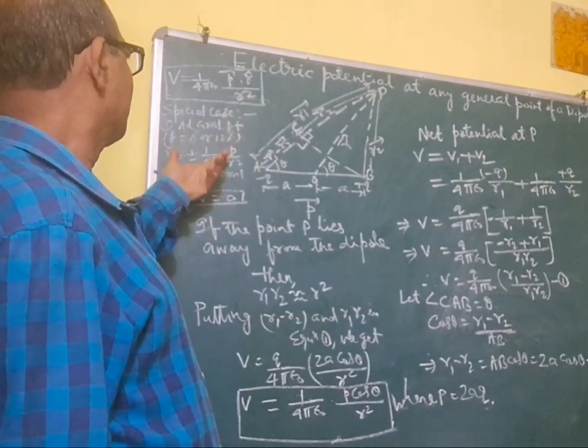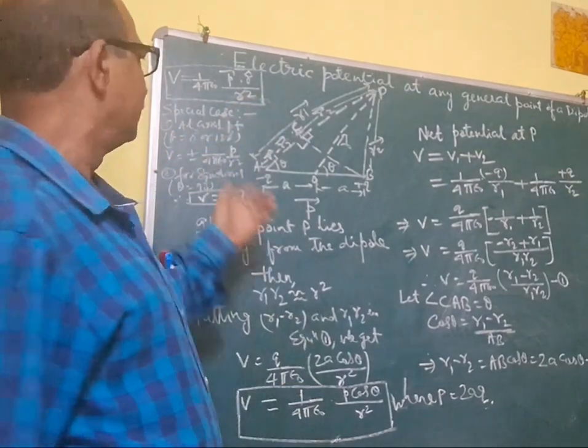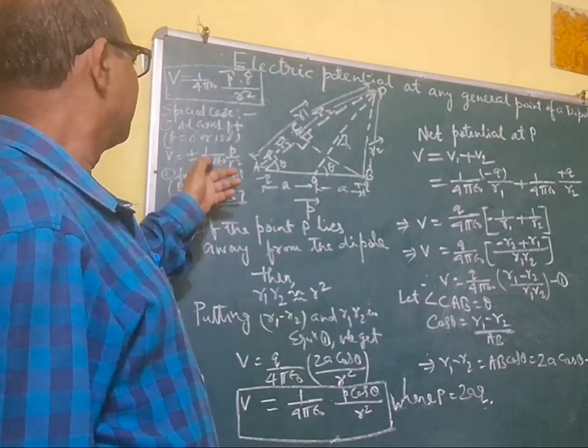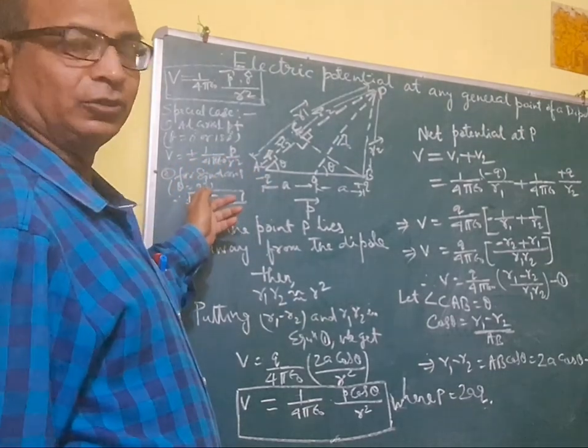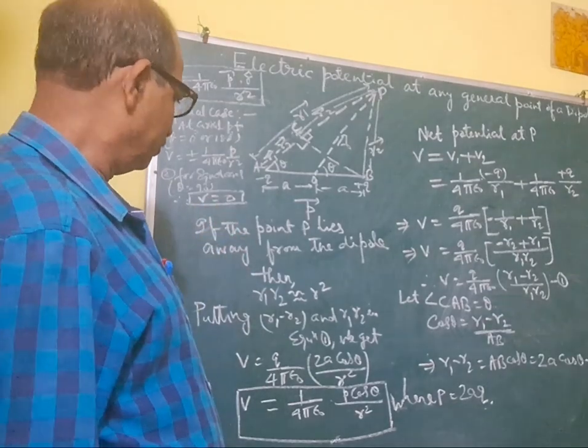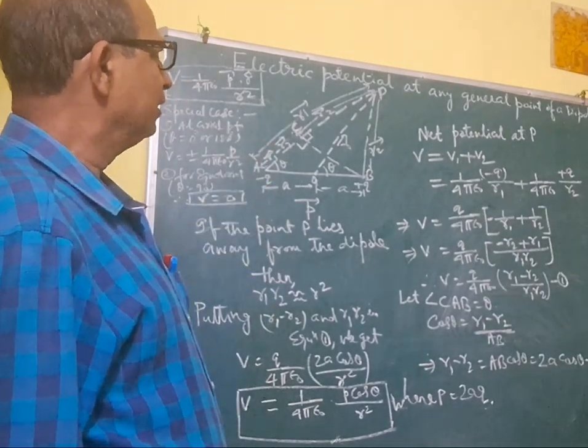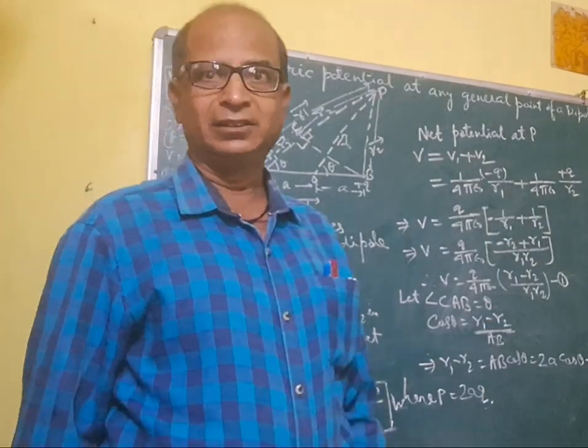For a special case, the axial point, theta is equal to 0 or 180 degrees. So V is equal to plus or minus 1 by 4 pi epsilon naught, P by R square. For the equatorial point, theta is equal to 90 degrees, so the potential is equal to 0. So this is all about the electric potential at any general point.